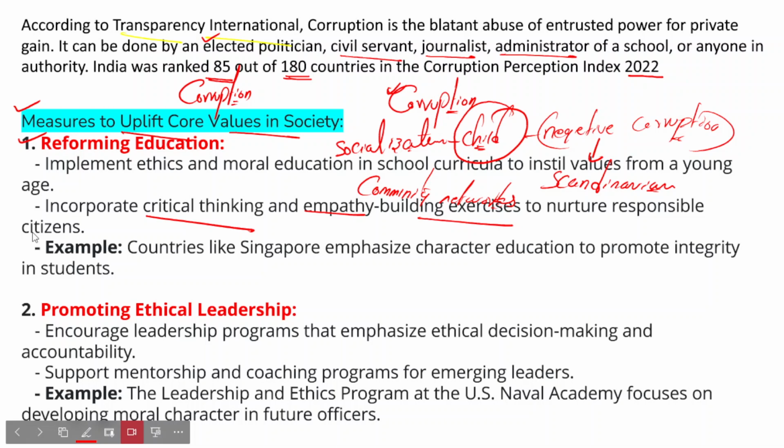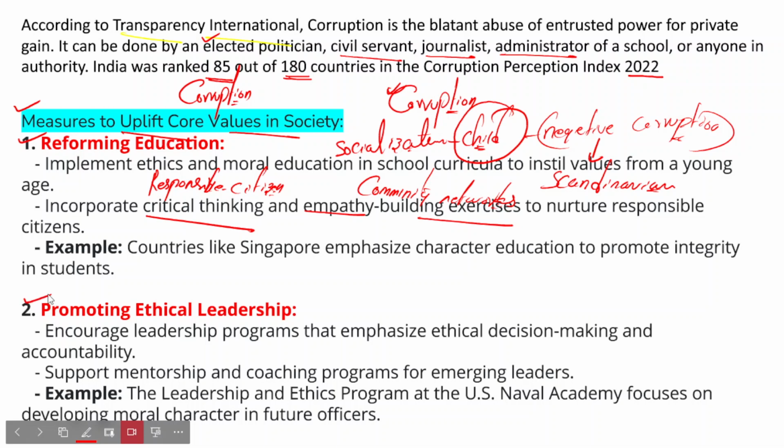Critical thinking and empathy building would gradually make a child a responsible citizen in the future. And that is the essence of making India a superpower, I would say a great nation. There's an example: in countries like Singapore, in the education system itself, in schools, they emphasize character building of children. Such innovative methods and practices need to be practiced in India also.